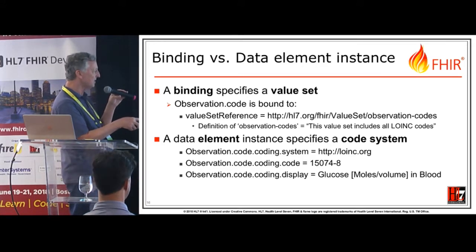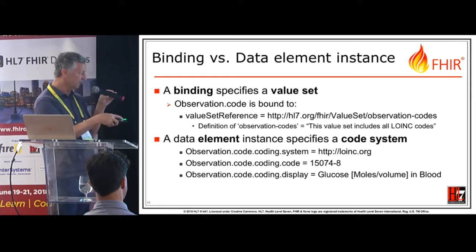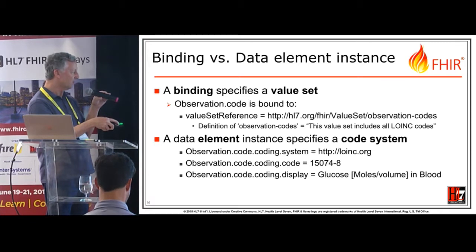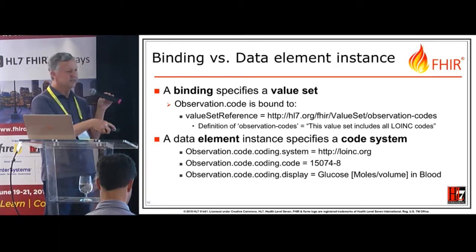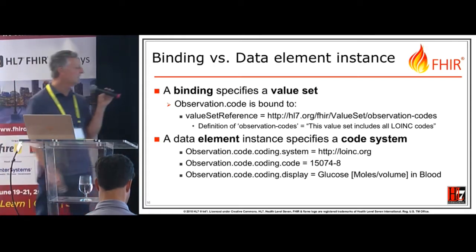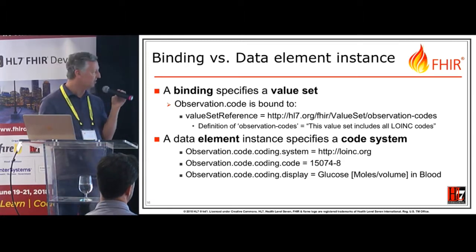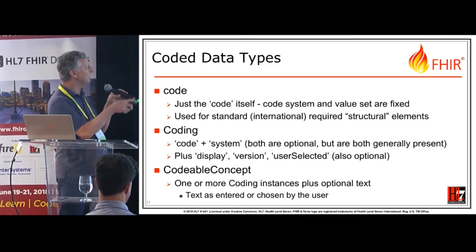But the data element instance specifies the code system. So if you had an observation instance, you'd be doing things like this. You'd be setting the system to loinc.org. You'd be setting the code to some specific LOINC code, and you could give it a display. You don't have to, but you could. But if you do, it's supposed to be a display that LOINC themselves have actually defined. It's not one that you just make up on the fly. So there is a place to put that, and we'll talk about that, but not in display. Okay, so that again gets us to the data types.